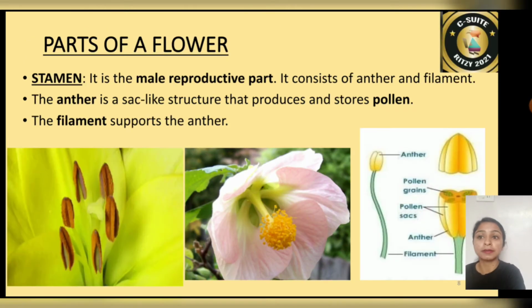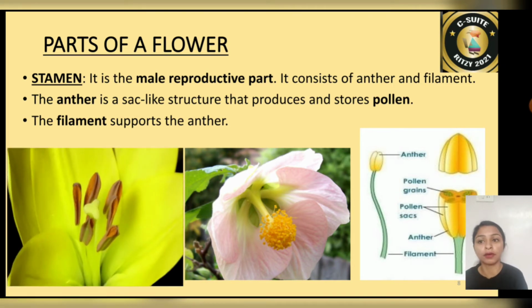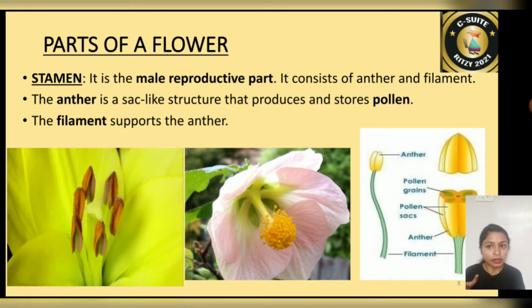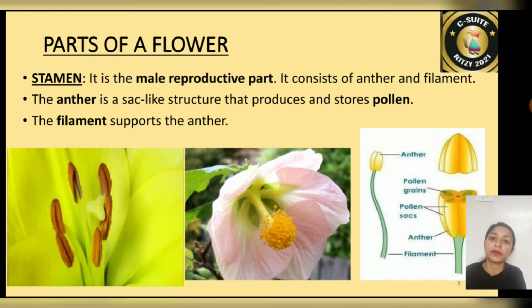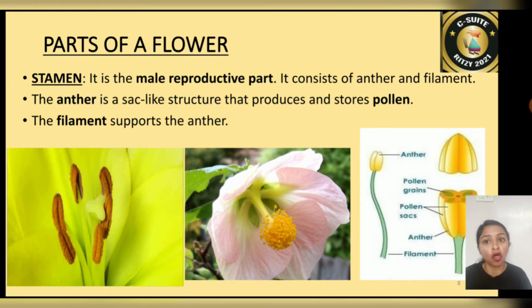Next comes the male part of the flower, that is the stamen, and the "men" at the end represents that it is the male part. You can recognize it like this. It consists of the anther and filament. You can see over here in the first clip the anther and the filament. You can see the anther is a bilobed structure. Similarly, you are going to see this in the dissection video also.